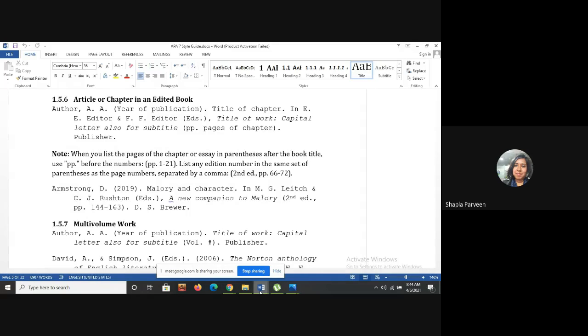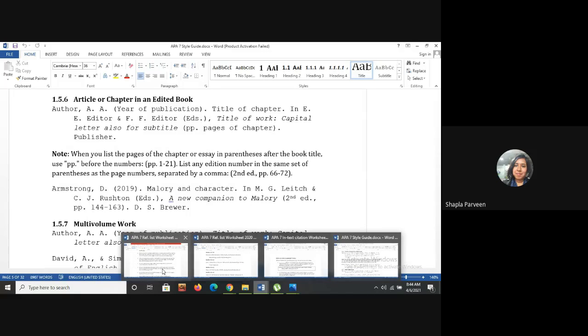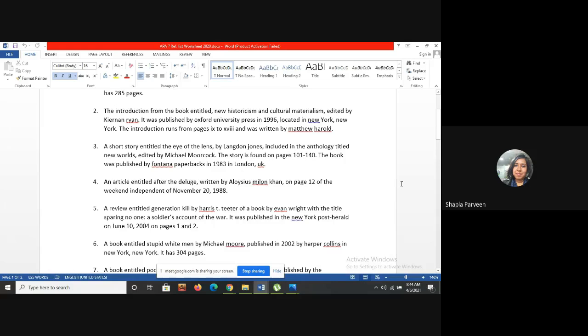Okay, let's move on to the following entry. The fourth one. The fourth one is an article entitled After the Deluge, written by Aloysius Milon Khan on page 12 of the Weekend Independent of November 20, 1988. What type of source is this?